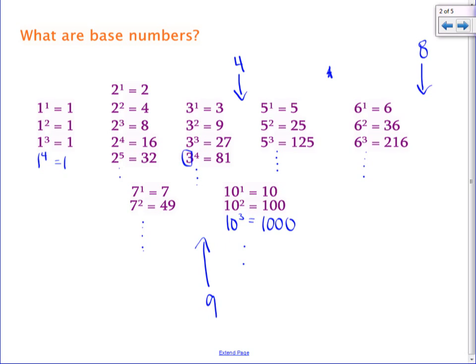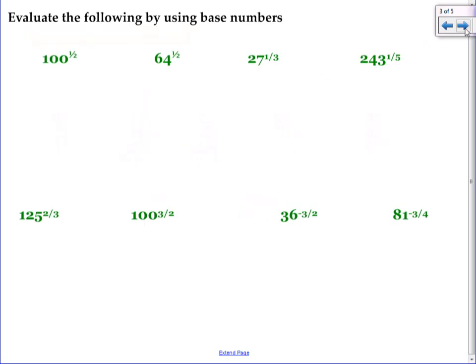Okay, but we just need to know when I say use base numbers, this is the list I'm talking about. So here's what I mean by those problems. It says evaluate by using base numbers. Here's how we do this. The steps are the same every single time.